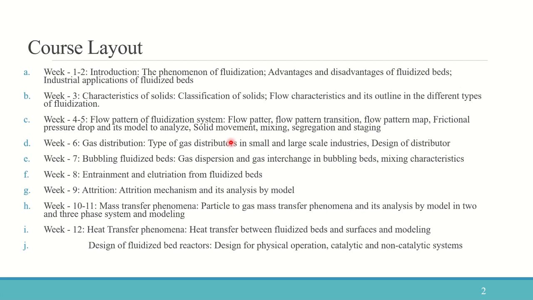As we all know, this fluidization engineering course is a 12-week course. Each week you will have lectures from the professor, and based on that there will be assignments. You have to submit the assignments on time. This week assignment 2 submission was over, and from next week assignment 3, assignment 4, everything will be starting.